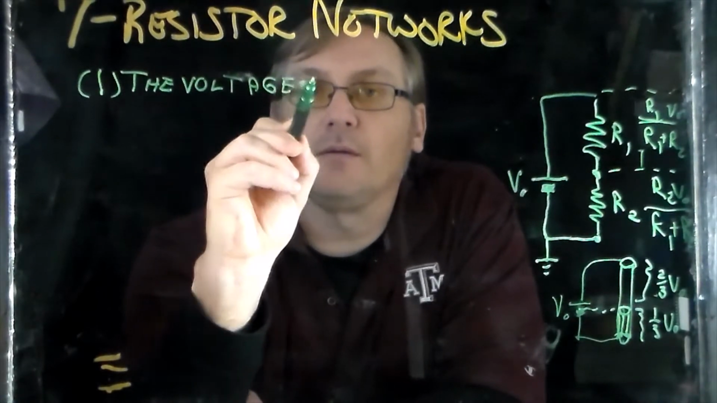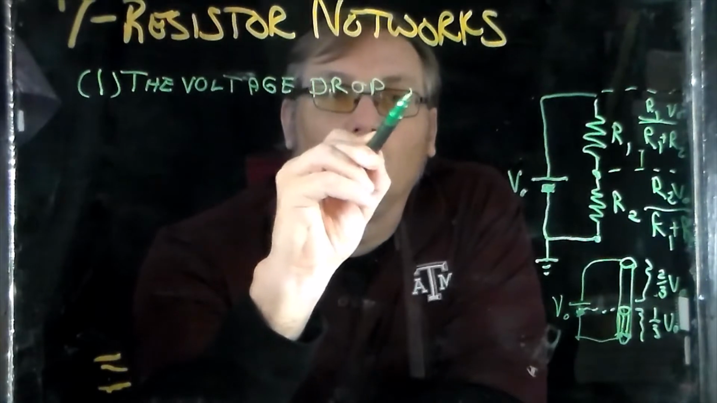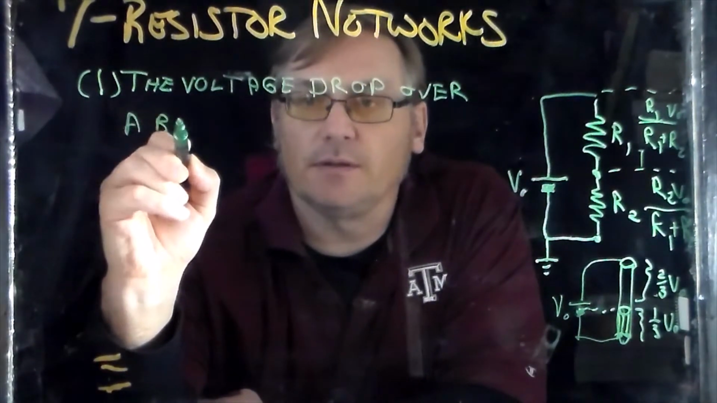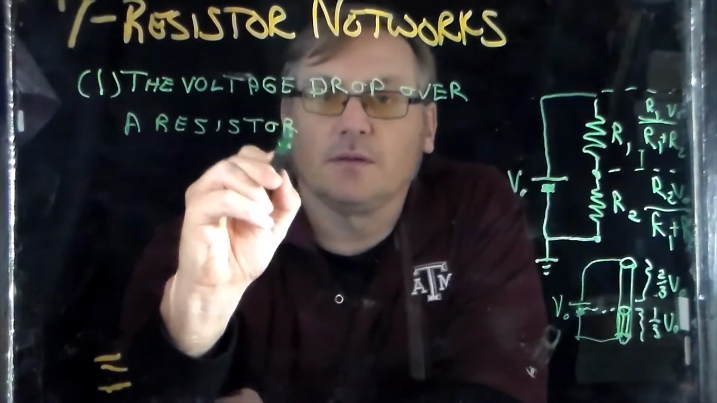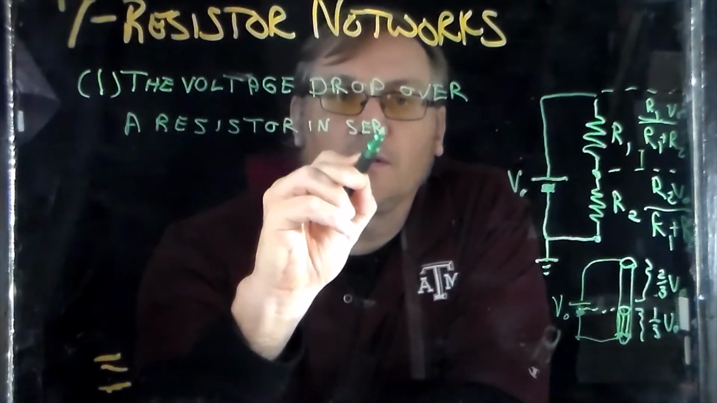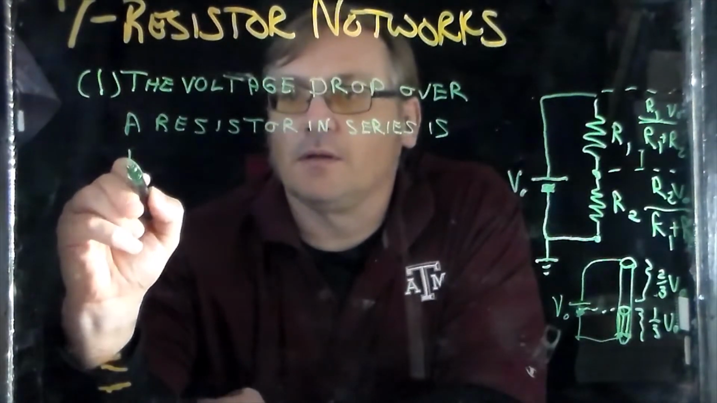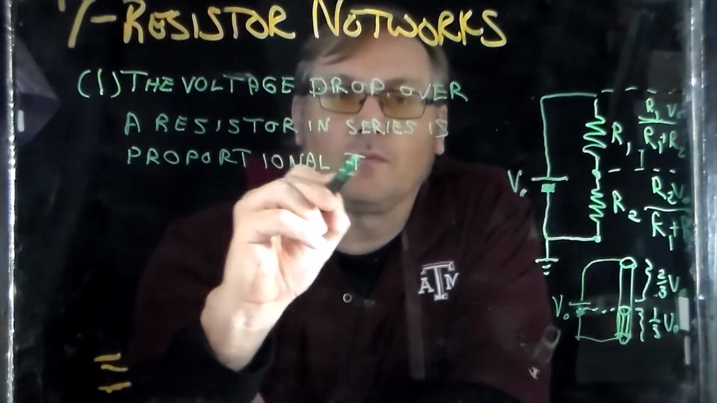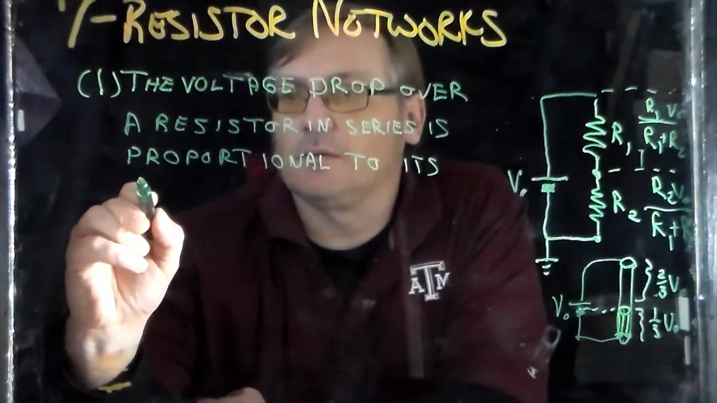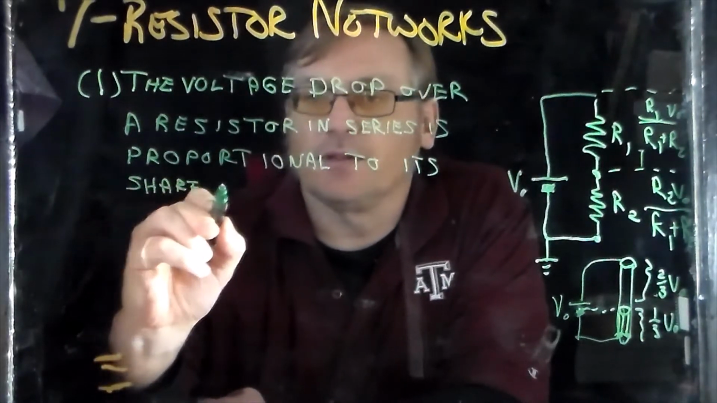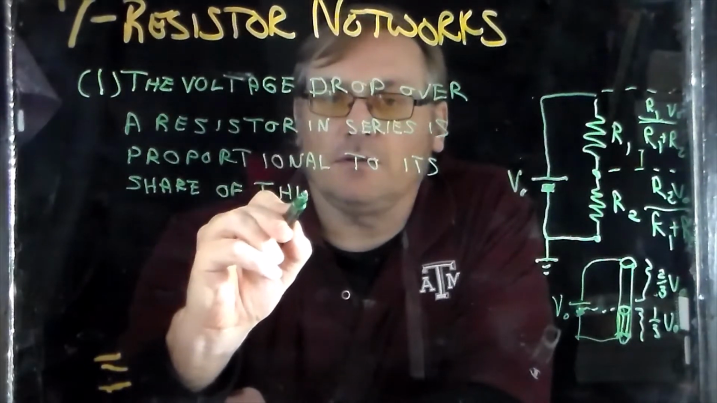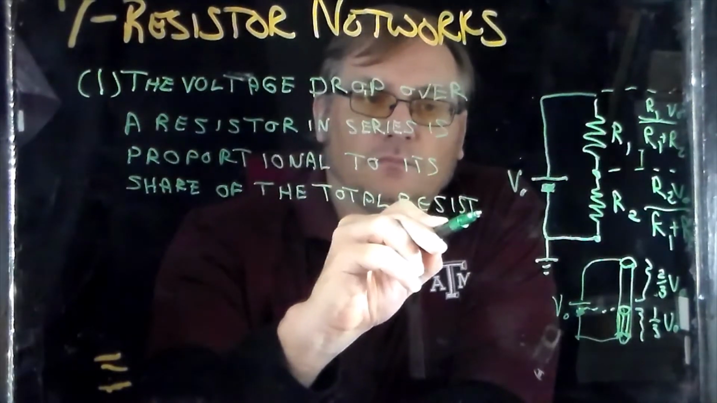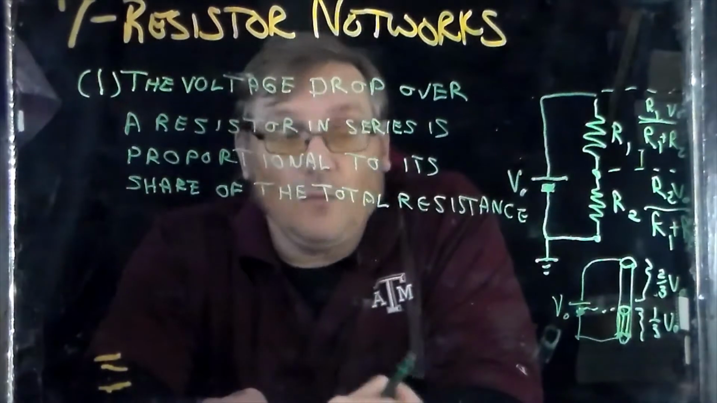The voltage drop over a resistor in series is proportional to its share of the total resistance. Okay, that seems reasonable to me.